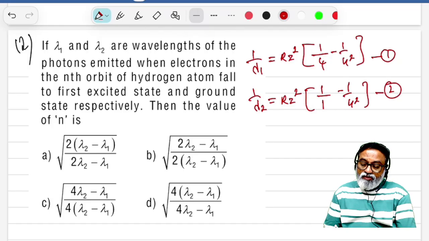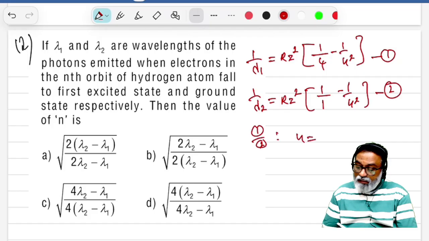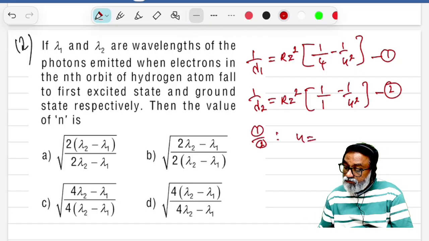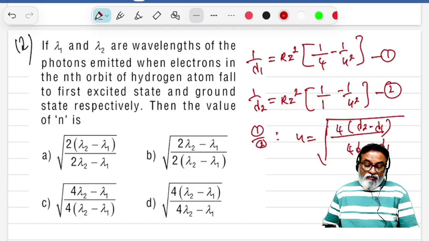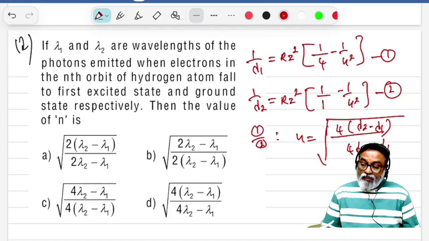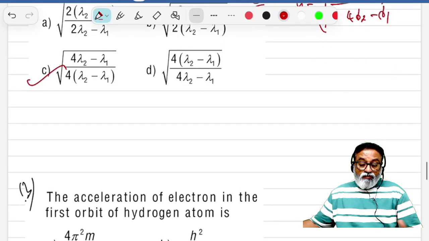Therefore, dividing these two equations, 1 by 2, we can get the answer: n is equal to square root of 4 into lambda 2 minus lambda 1 by 4 lambda 2 minus lambda 1. Therefore, answer C is correct. Next.